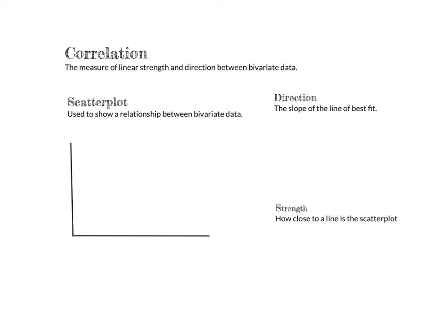So in this video, we're going to talk about what correlation is. Correlation itself is just the measure of linear strength and direction between what we call bivariate data. When we refer to this as bivariate data, the word bi means two. So bivariate data means you have two variables, and what you're trying to do is develop a relationship or some kind of association between those two variables.